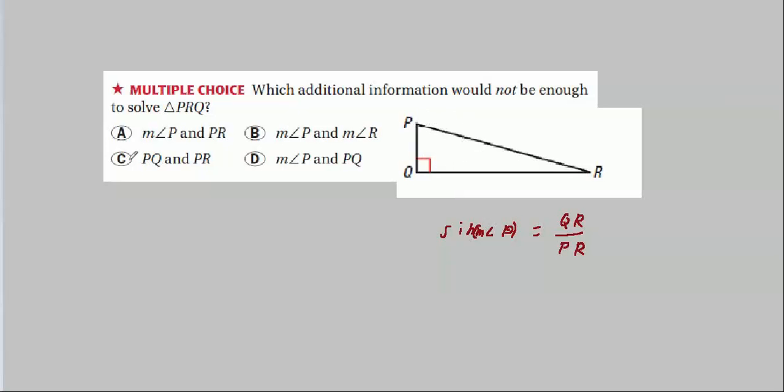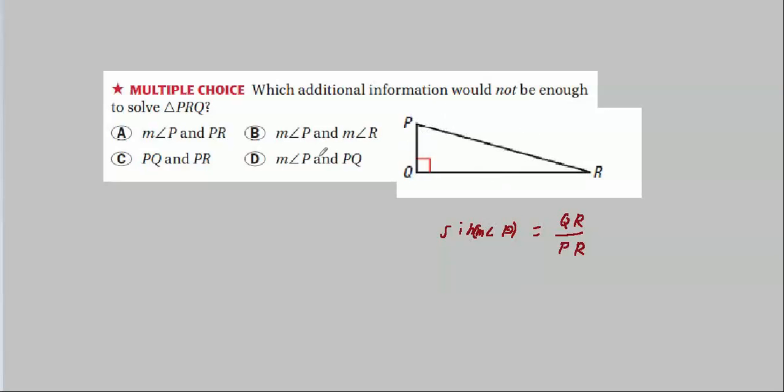How about PQ and PR? Well, let's see here. Here's PQ and here's PR. Well, that makes sense, because PQ over PR would be the sine of this angle here. So we could take the arc sine of PQ over PR, that'll give us this angle, and then we can solve all the rest of the sides and the angles, because once you know one acute angle, you automatically know the other one. So solving for the angles is very easy.